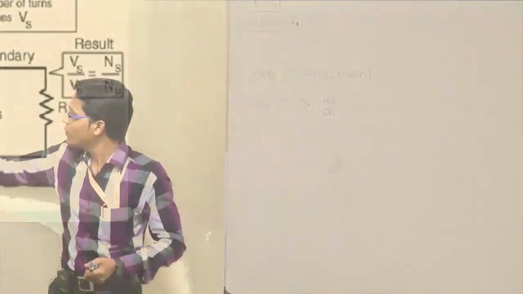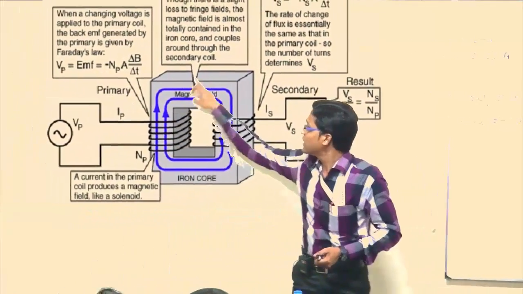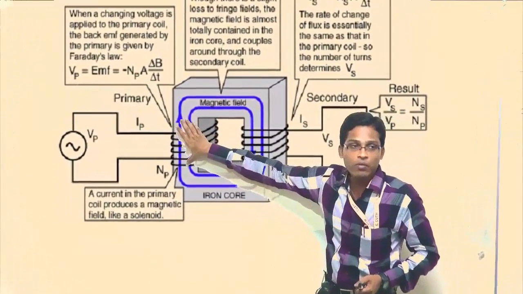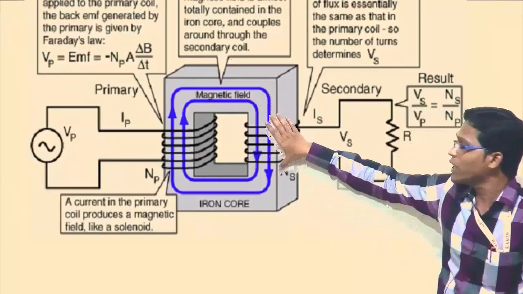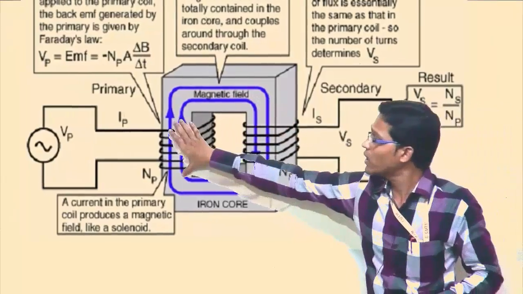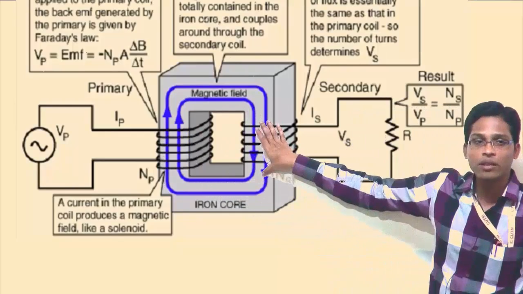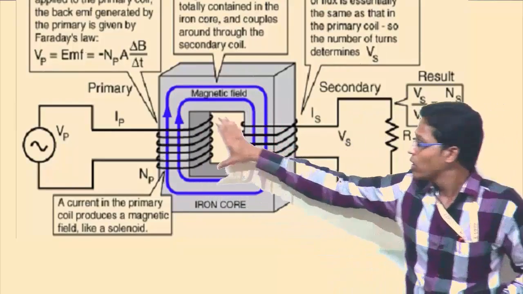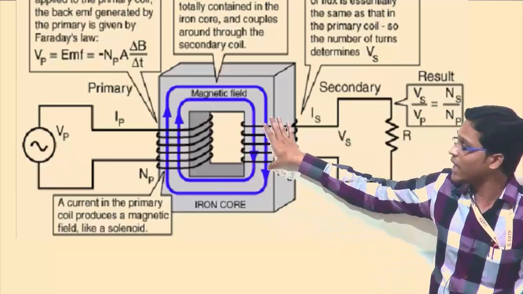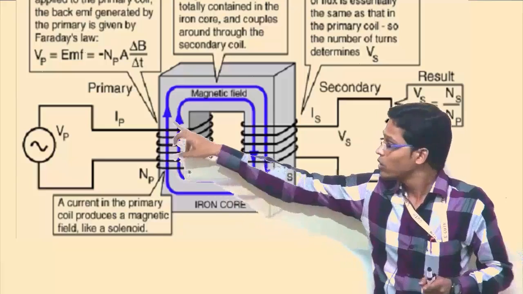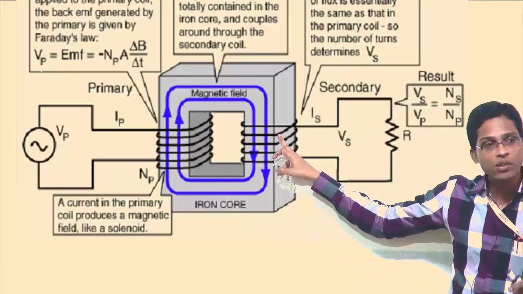Next, the flux linked to the primary winding. Since this is a common laminated core, whatever flux is linked to the primary winding, the same flux will also be linked to the secondary winding. That means the flux remains the same. Again, the flux which was linked to the primary is an alternating one, so whatever flux is linked to the secondary is also alternating.